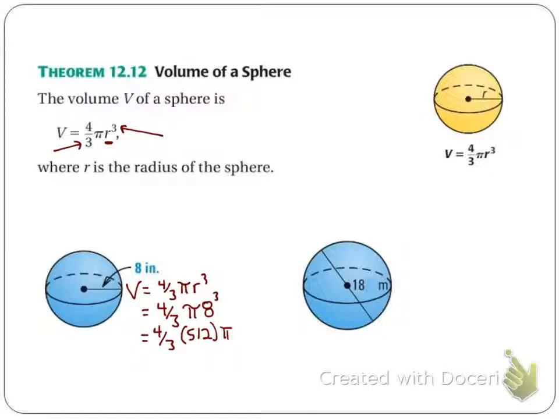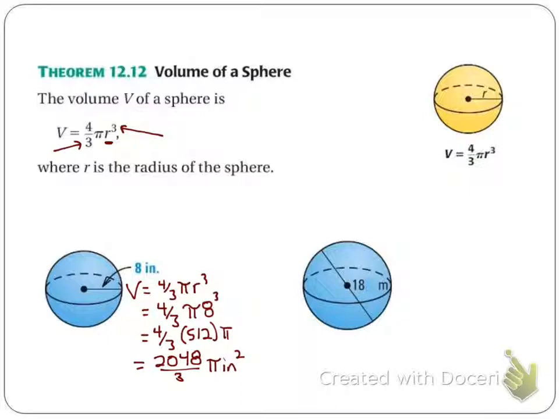And 2 to the third, or 8, is just 2 times 2 times 2. So really it's just a whole bunch of 2's. So instead of dividing that by 3, I'm going to multiply. I get 2048 over 3 pi inches squared. Now that is the exact answer.